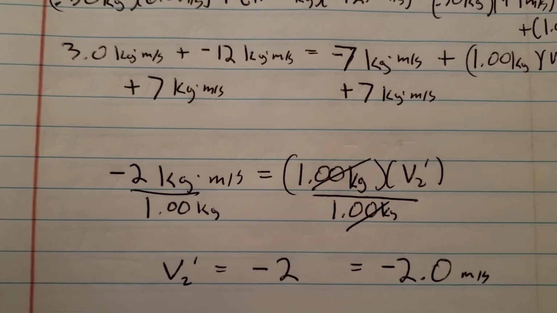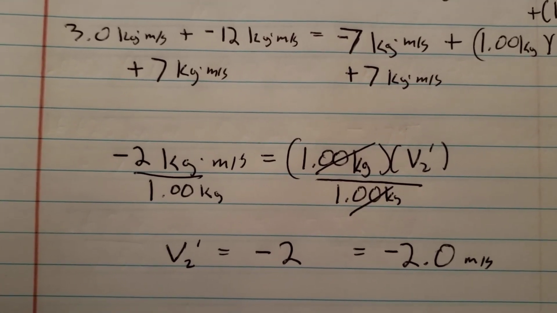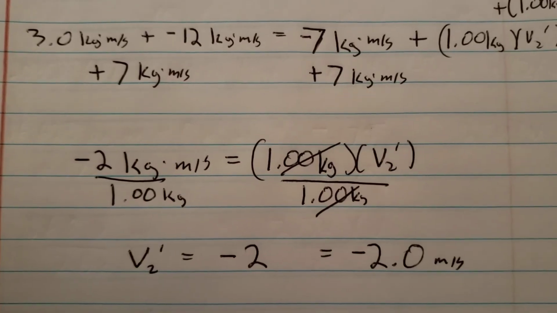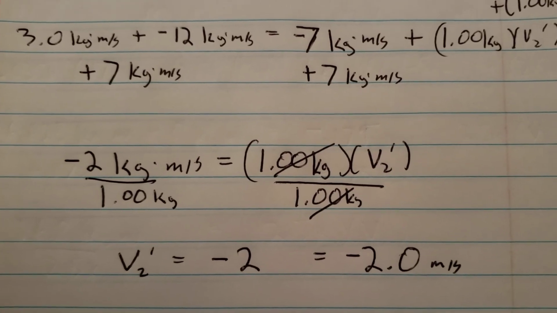We do require two significant figures, so we add a 0.0 to the negative 2 to make it negative 2.0 meters per second. That is 9-2, number 18.